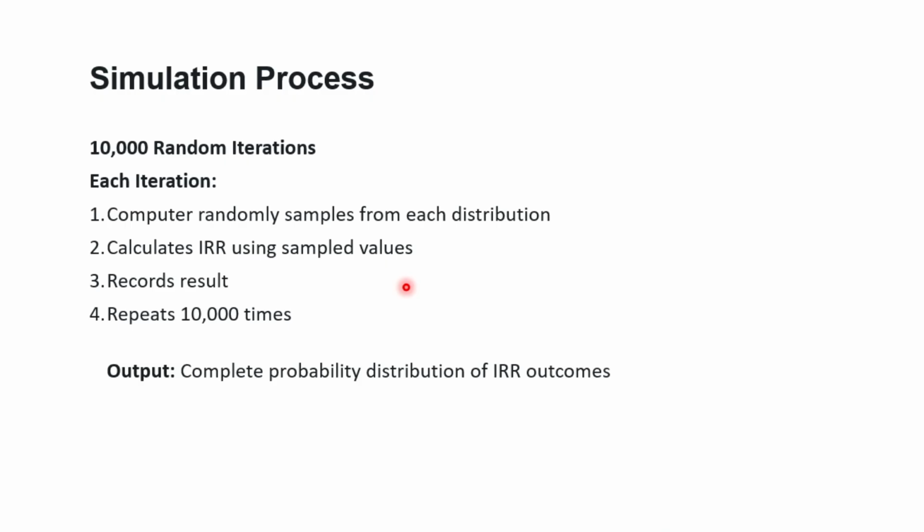So the computational power transforms our analytical capability. The beauty of this approach is comprehensiveness. Instead of testing a few scenarios, you are testing thousands of combinations. Instead of asking what if rent drops 10%, you are asking what's the probability distribution of all possible returns given all possible combinations of input variables. This shift is from point estimates to probability distribution, which represents sophisticated investment analysis.